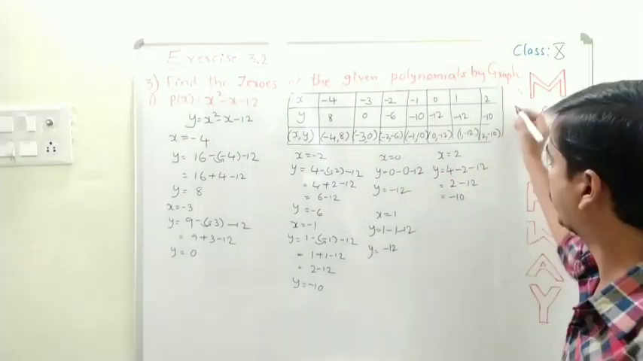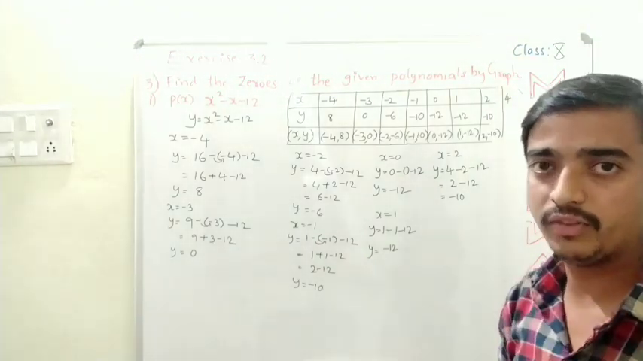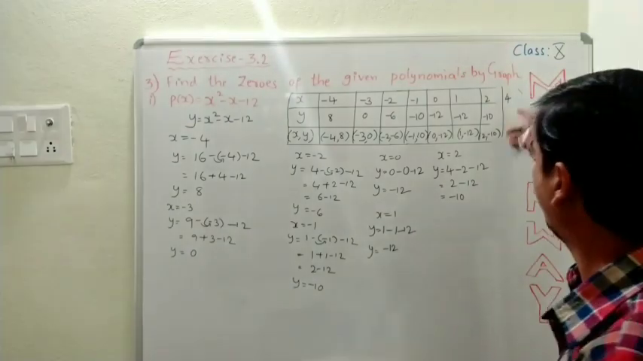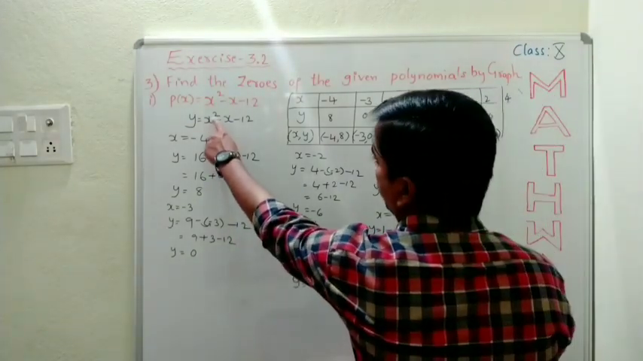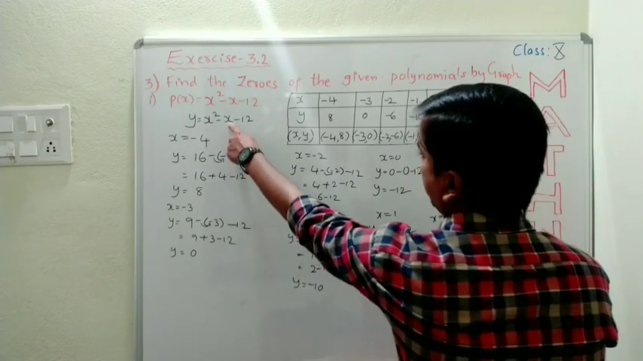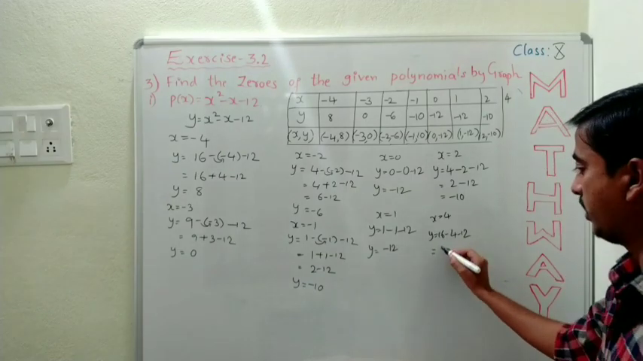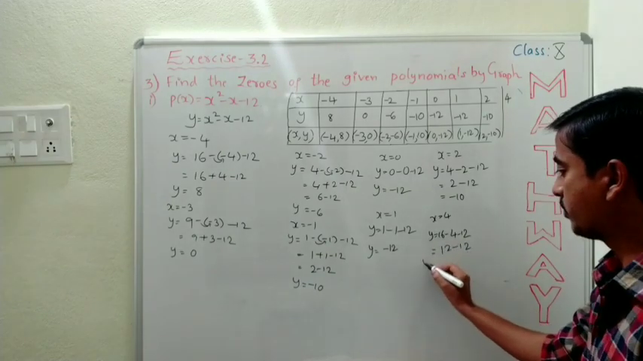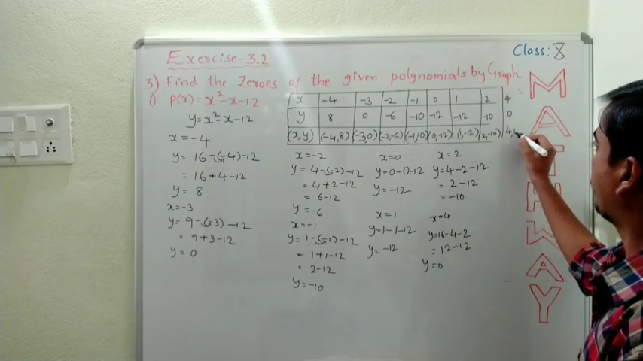Directly I am taking the x value as 4, because by substituting 4 we already got the 0, right? So I am taking 4. When x equals 4, 4 square is 16, minus x, 4, minus 12. 16 minus 4 is 12, 12 minus 12 is 0. So y equals 0. It is 4 comma 0.